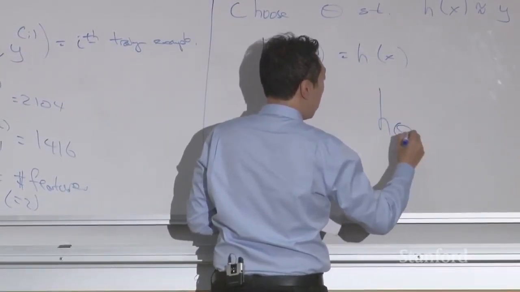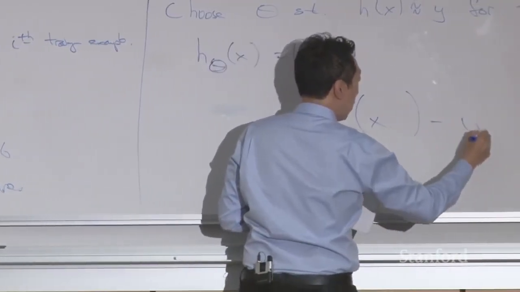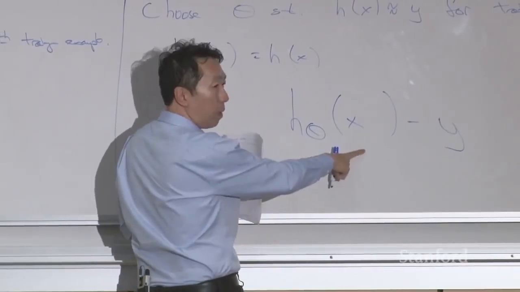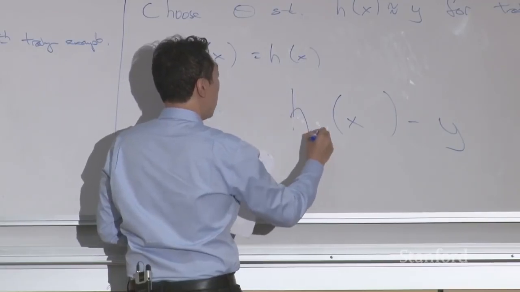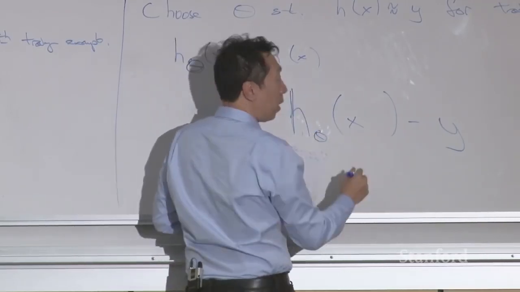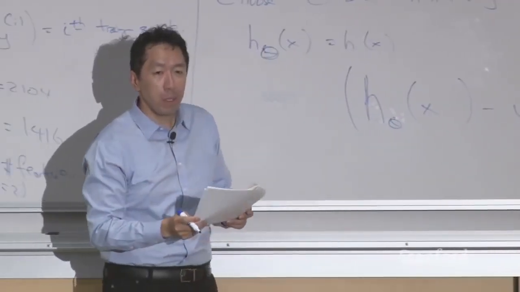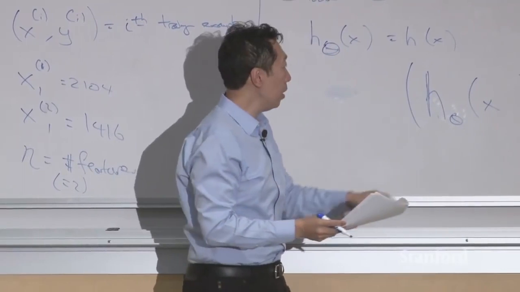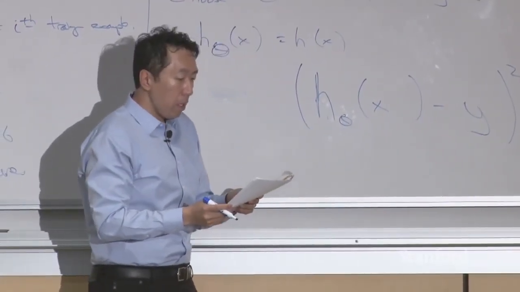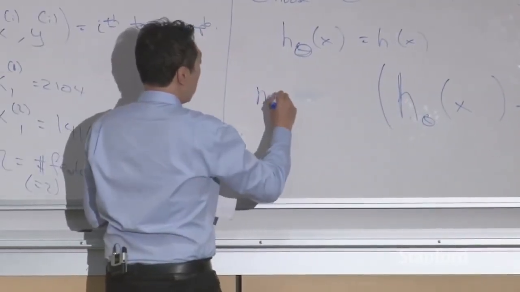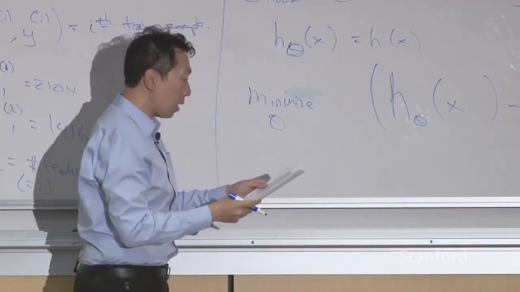minimize, I'm going to build out this equation one piece at a time, okay? Minimize the squared difference between what the hypothesis outputs, h subscript theta of x, minus y, squared. So let's say we want to minimize the squared difference between the prediction, which is h of x, and y, which is the correct price. And so what we want to do is choose values of theta that minimize that.